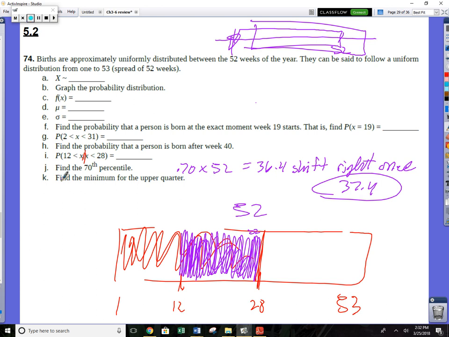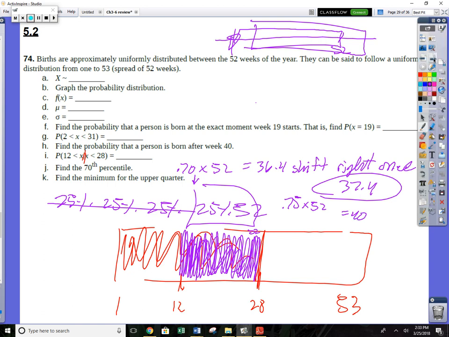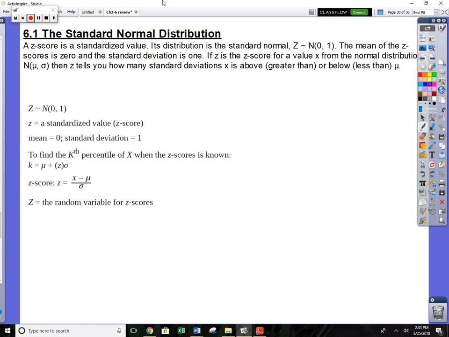K is the best. Find the minimum of the upper quarter. So if we divide this into quarters, 25% here, 25% here, 25% here, 25% here, this is what they're talking about, the upper quarter. And the minimum they want right there. And that is 75%. So 0.75 times 52 is 39, but you're going to have to shift it right once, so it's going to be 40. And that's it. Sweet, that's it for chapter 5.